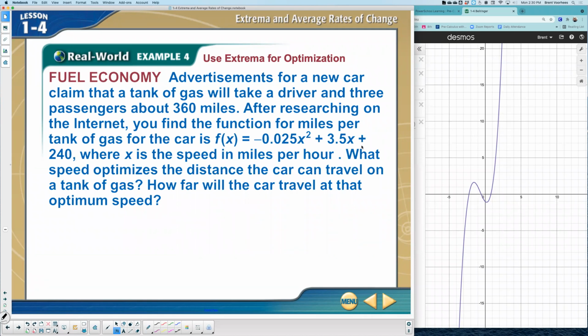After researching on the internet, you find the function for miles per tank of gas for the car is given here, where x is the speed in miles per hour. What speed optimizes the distance the car can travel on a tank of gas, and how far can that car travel at that maximum speed?